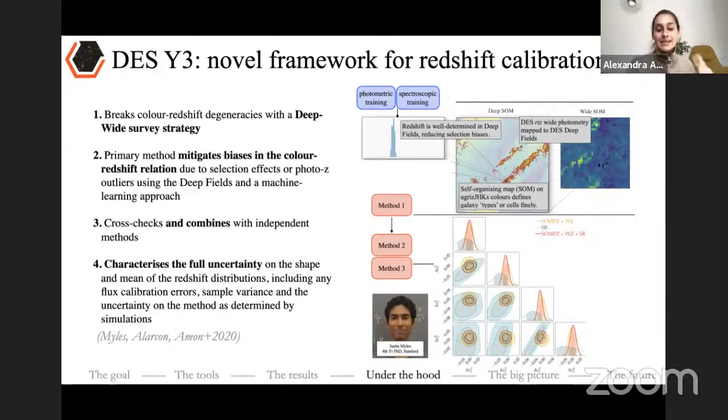One was that we had this deep wide survey strategy. So we used the deep fields that I mentioned before to help calibrate. Because of the fact that we only have 3 bands, the deep fields were helpful as a stepping stone between spectroscopic information and then 5,000 square degrees of 3-band data. So this new survey strategy was really key for us.